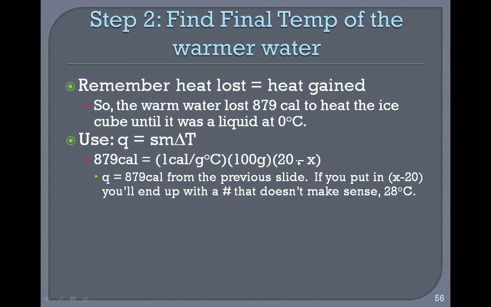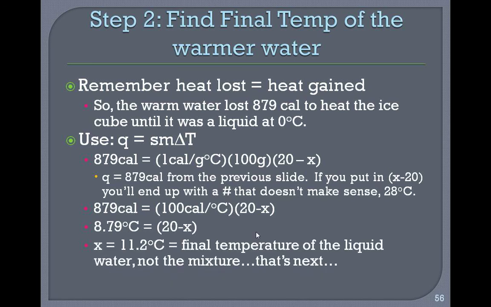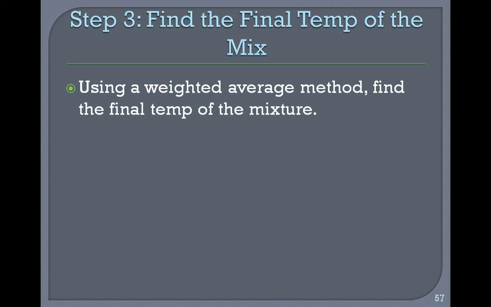times 1 calorie per gram degree Celsius, that's the specific heat, times 100 grams, that's the mass. And we have a change in temperature, 20 degrees minus X. So we're plugging and chugging here, and we end up with X equals 11.2 degrees Celsius. That's the final temperature of the liquid water, not the mixture. So we're going to do that next.